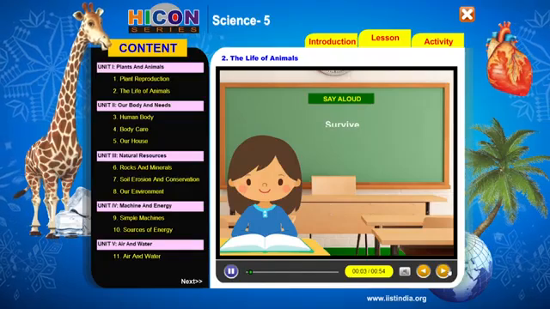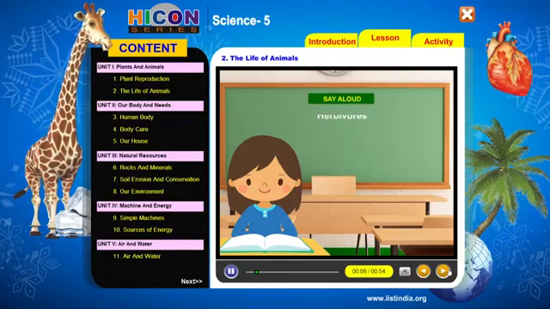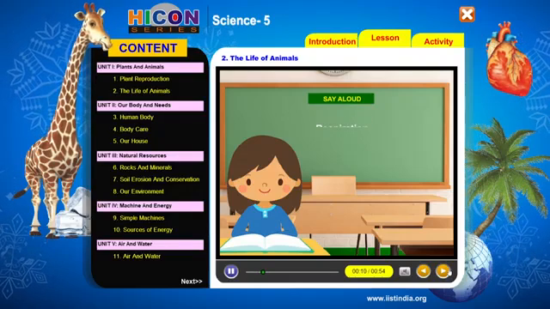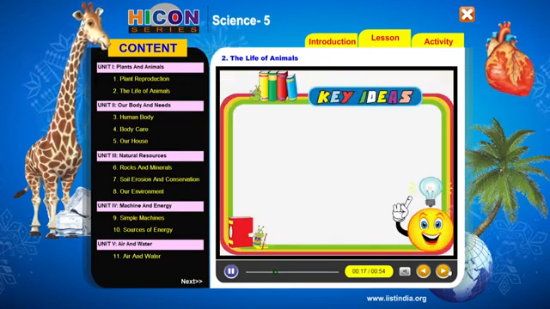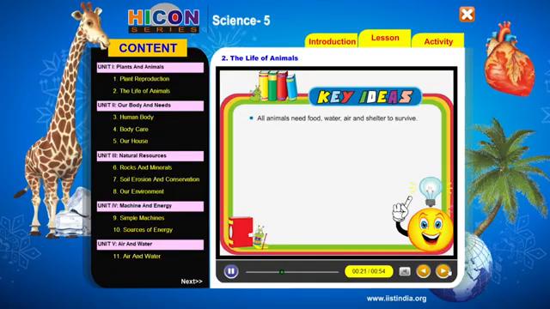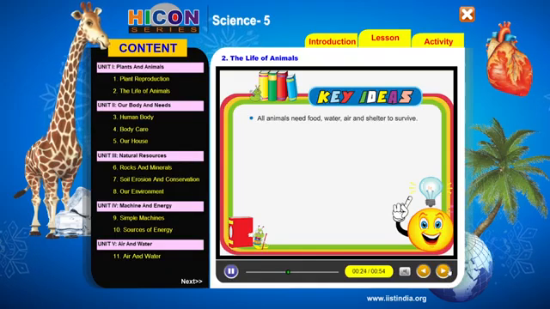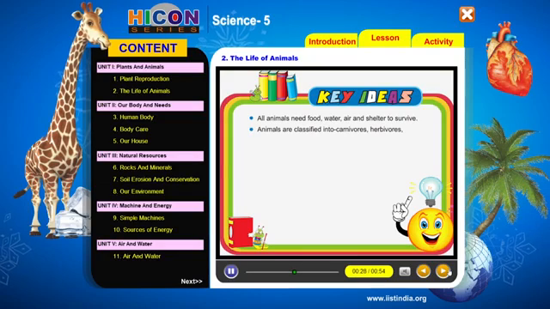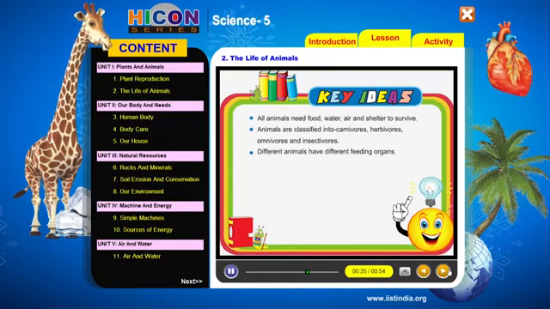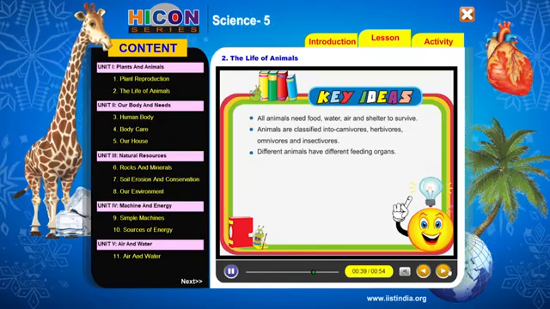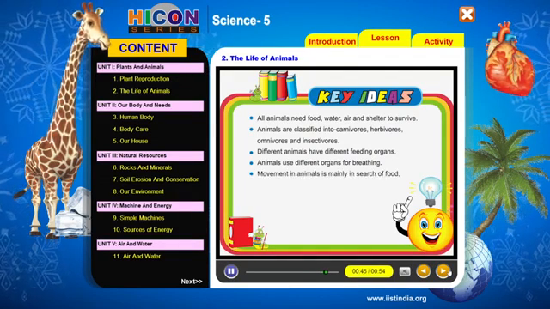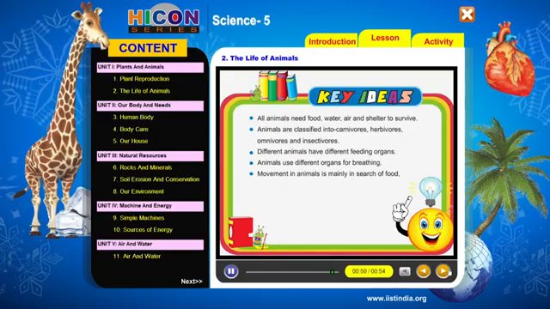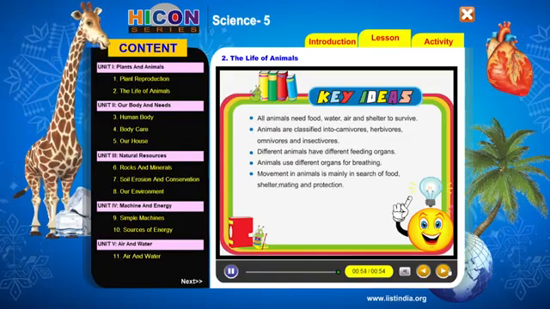Say aloud: survive, carnivorous, herbivorous, omnivorous, insectivorous, respiration, movement, endangered, extinct. Key ideas: all animals need food, water, air, and shelter to survive. Animals are classified into carnivorous, herbivorous, omnivorous, and insectivorous. Different animals have different feeding organs. Animals use different organs for breathing. Movement in animals is mainly in search of food, shelter, mating, and protection.